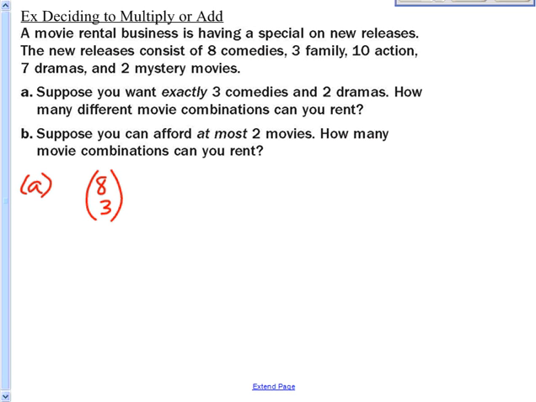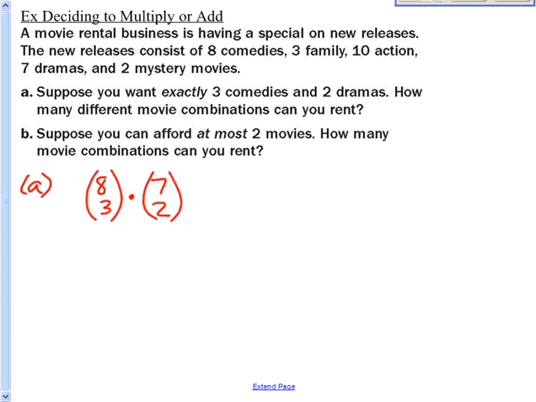Now how many dramas do I have here? Well, I have 7 and I'm choosing 2. So 7 choose 2. So how many different movie combinations can you rent? This is applying the fundamental counting principle, because I have 8 choose 3 ways of choosing the 3 comedies, and I'm multiplying it by how many different ways I can choose the dramas, 7 choose 2.